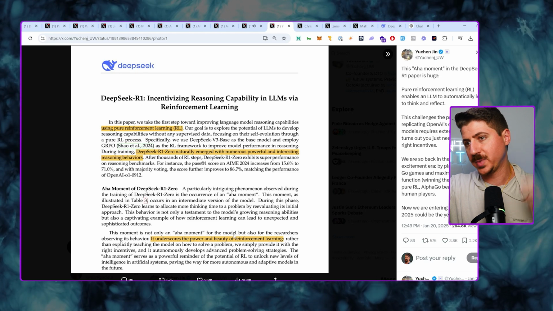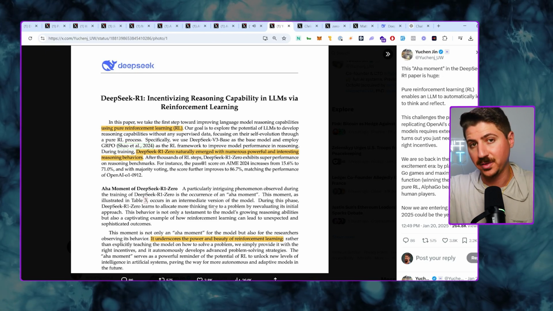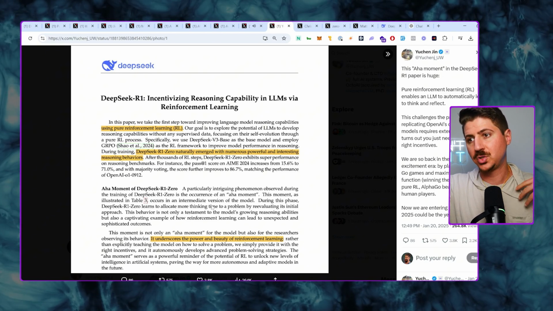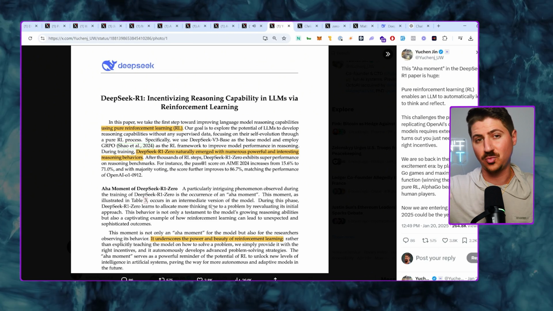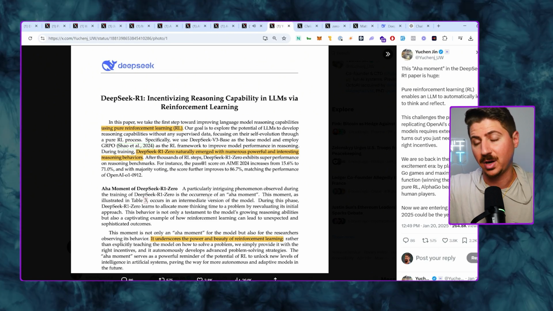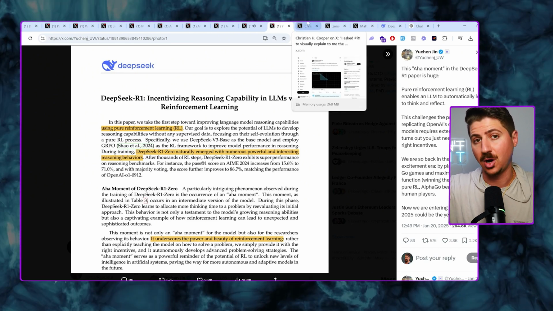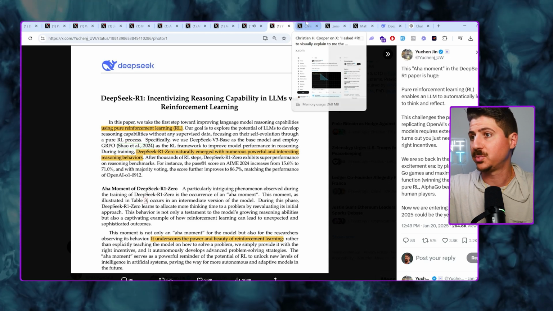So this reinforcement learning could be used to get to AGI in the future, right? If they use this process to continue this reinforcement learning, it's going to rapidly increase how good these LLMs are, how good these AI systems, I should say, are. So pretty, pretty cool stuff there.